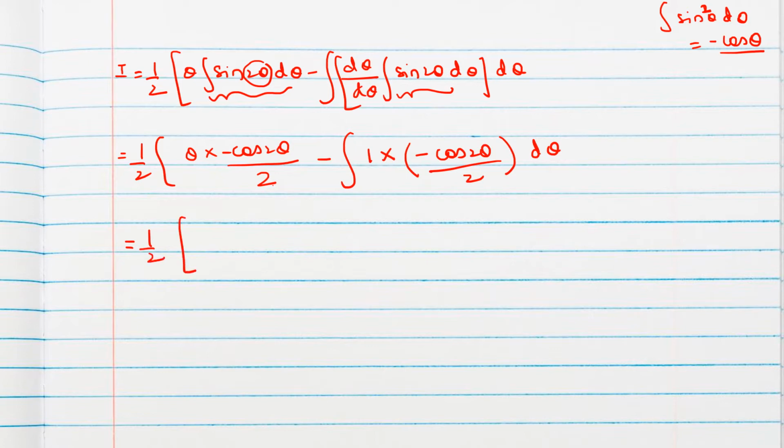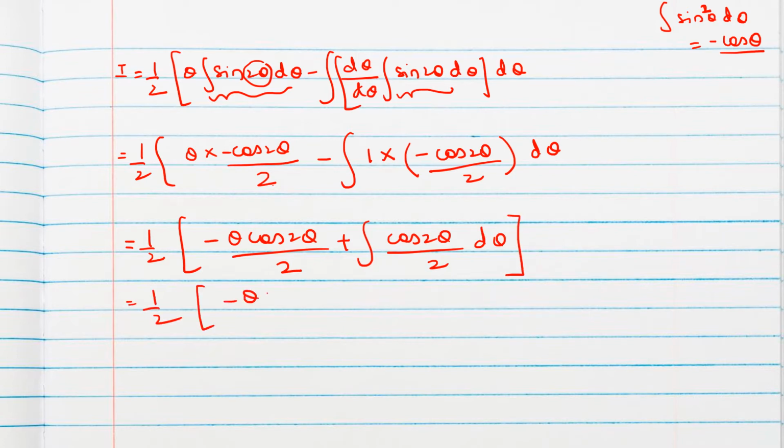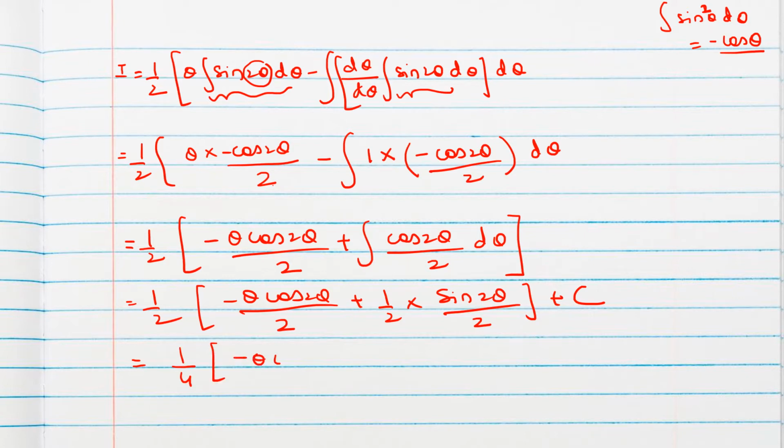So half minus theta cos 2 theta divided by 2, this minus minus plus cos 2 theta divided by 2 d theta. This half also we can take out. Okay, then what will be integral of cos 2 theta? Sine 2 theta divided by 2. So finally what we can write, we can multiply these or we can take 1 by 2 out. So 1 by 4 will remain minus theta cos theta plus 1 2 will remain here, sine 2 theta by 2 plus c. So this is your final answer.